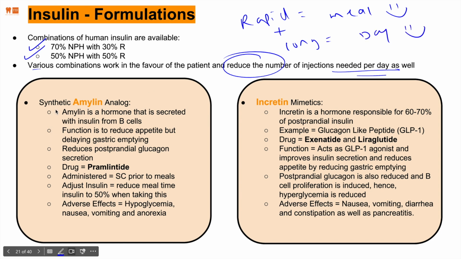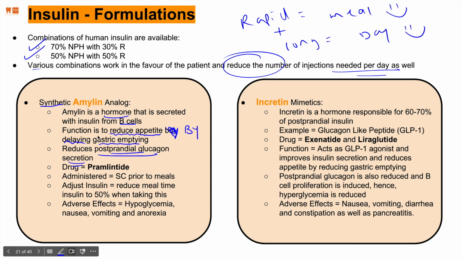Perfect. Now, some other two little topics I want to talk about here, and these are very important because they are also secreted by the pancreas, such as amylin. But a synthetic version of amylin is basically, amylin is a hormone, right? It's secreted by beta cells. The function, though, is to reduce the appetite by delaying gastric emptying. So it reduces postprandial glucagon secretion.